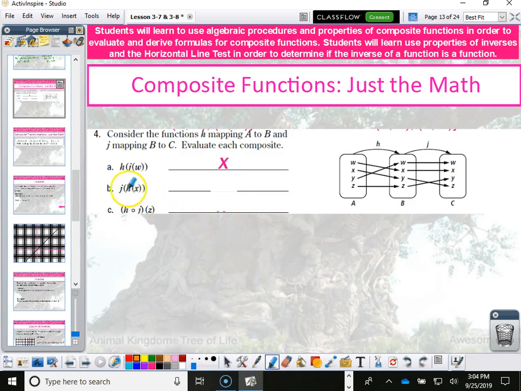Okay, so this time we start on the inside, we have H of X. So H of X, X gets mapped to Y, and then we do the J, and Y gets mapped to Z. And then lastly, we have H of J of X. So we're going to do J of X, so X gets mapped to X, and then X gets mapped to Y.